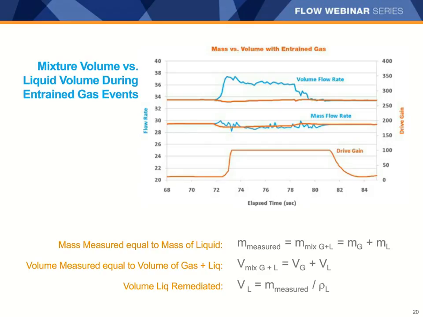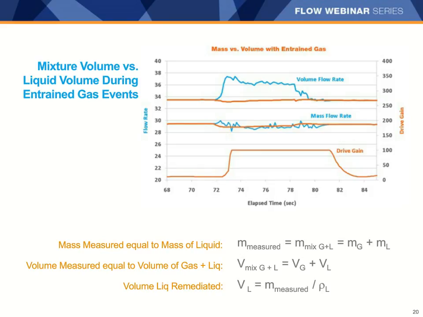Recall that drive gain indicates two phases when it goes high. So when drive gain exceeds a set threshold, and we get to set that threshold in TBR, we'll know that a bubble is present. Because volume is calculated and density is strongly influenced by the presence of the bubble, the volume measurement is higher than it should be for the liquid. And that's shown in that graphic there when the bubble occurs. You can see that blue line represents the volume flow popping up to be much higher than it should be.